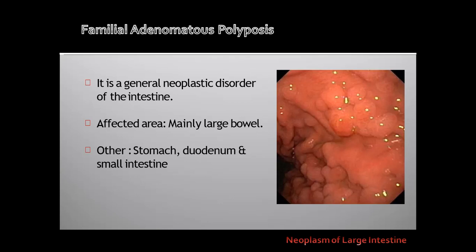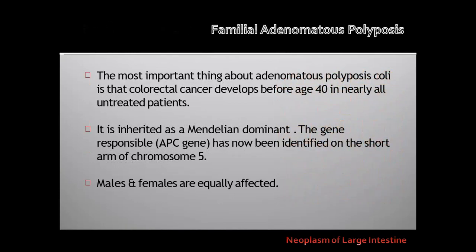Familial adenomatous polyposis is a generalized neoplastic disorder of the intestine, and mainly it affects the large intestine, but the stomach, duodenum, and small intestine are also affected. It is inherited as a Mendelian dominant disorder. Mostly the APC gene, which is present on the short arm of chromosome 5, is involved, and males and females are affected equally.